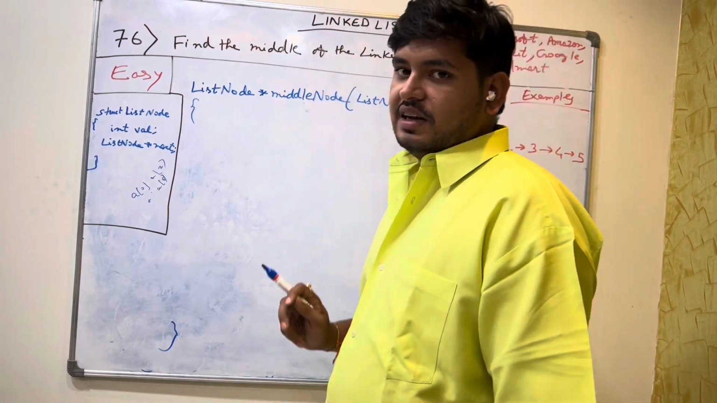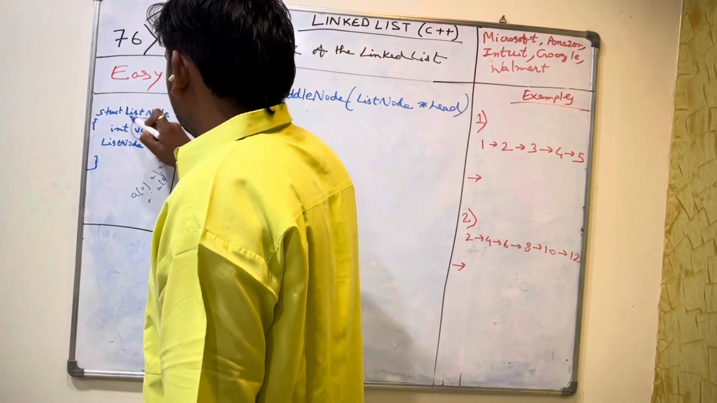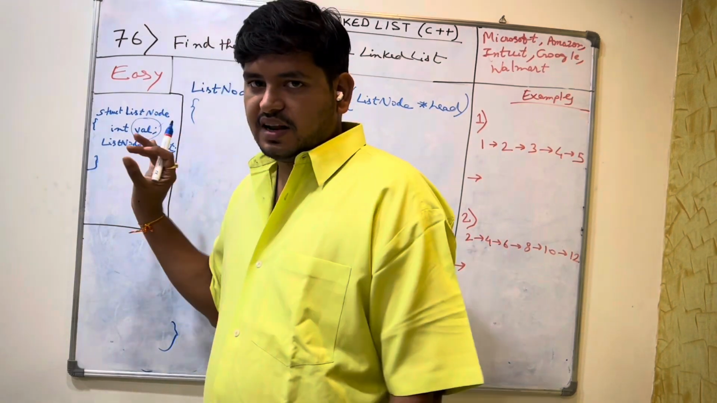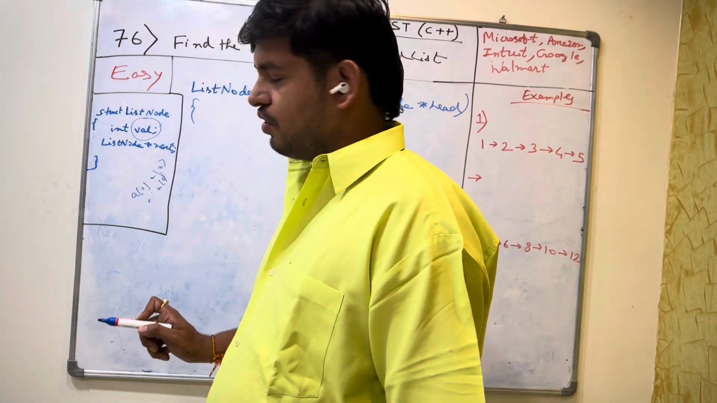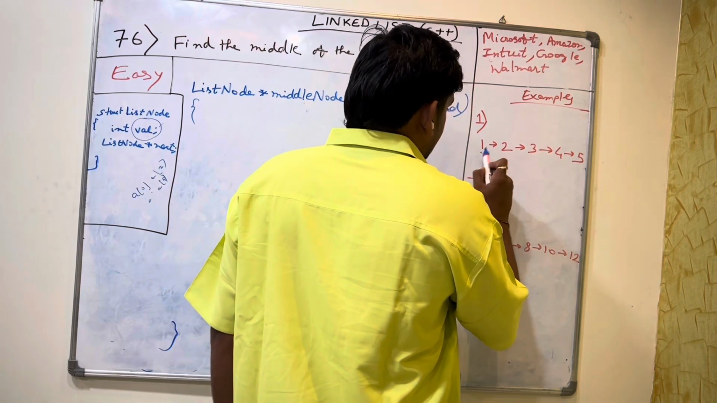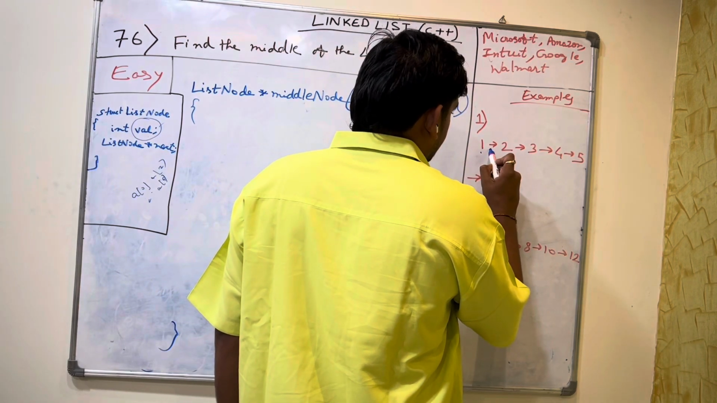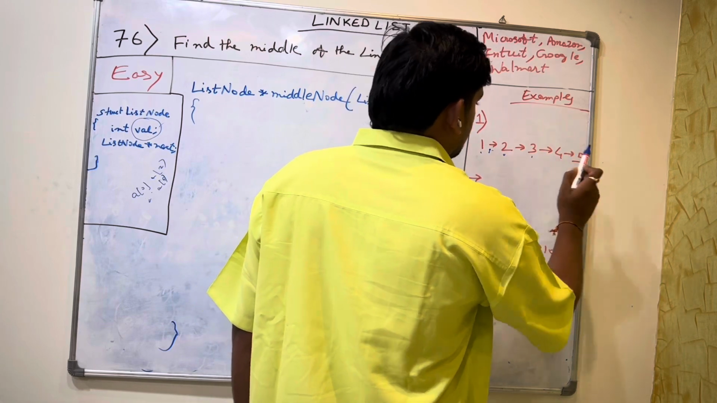Find the middle of the linked list. So this is the structure that is given. It has a value. A linked list node has some data stored and then a pointer that points to the next linked list node. Like here, this is the linked list. This is the data 1 and this is the next pointer which points to 2. Then 2 points to 3, 3 points to 4, 4 points to 5.